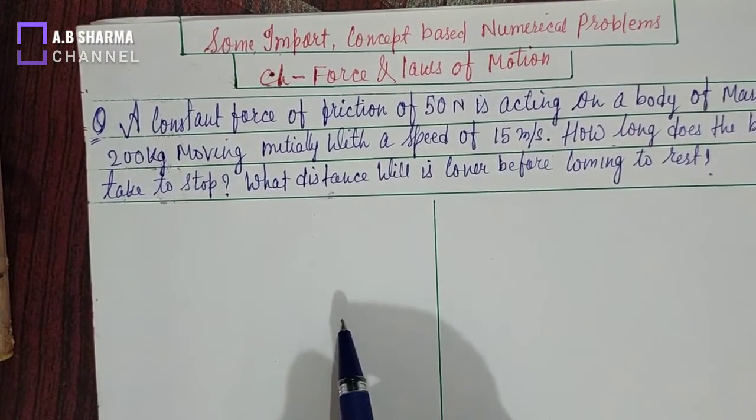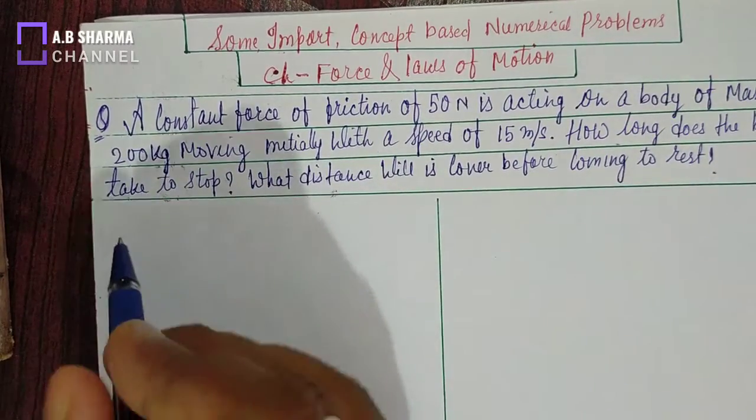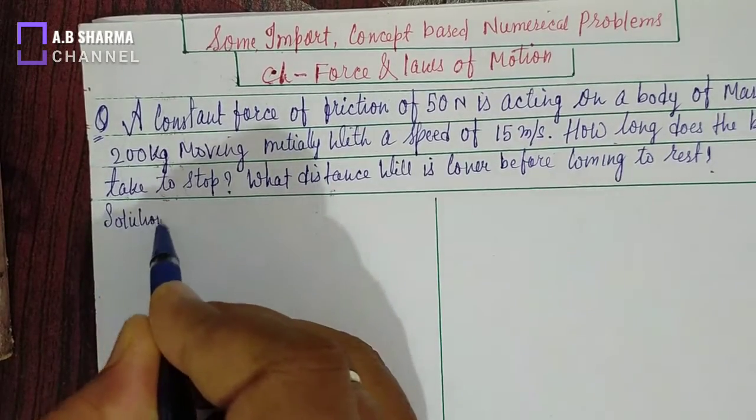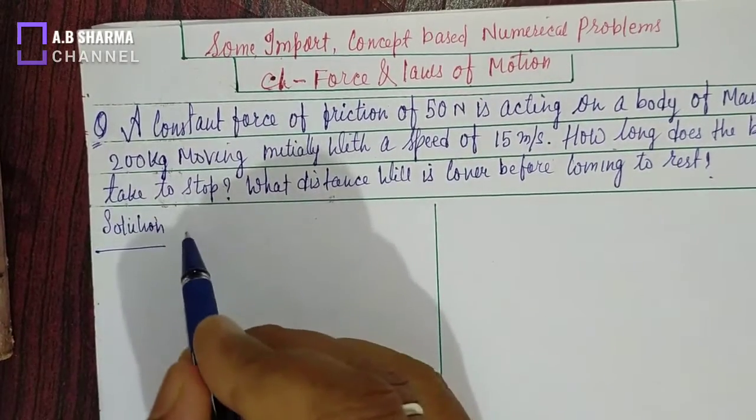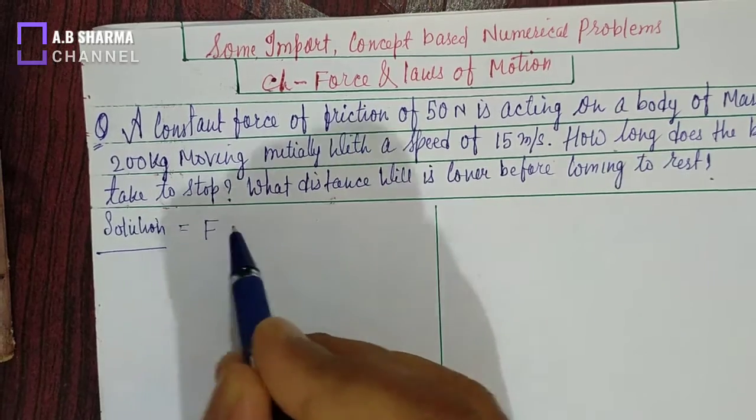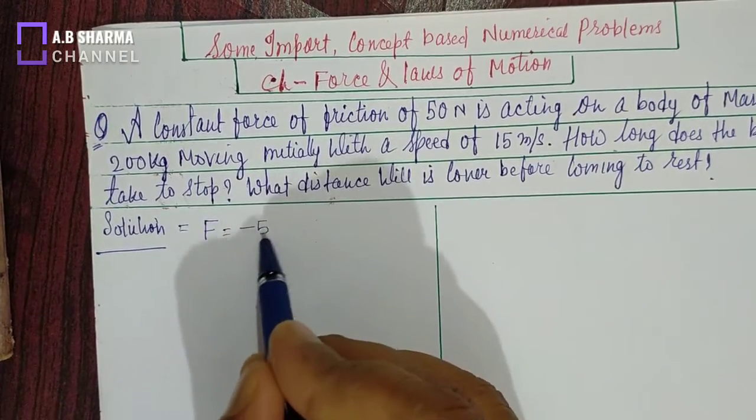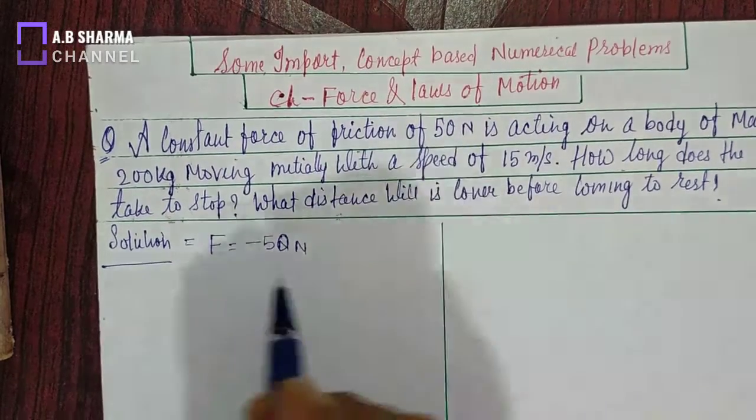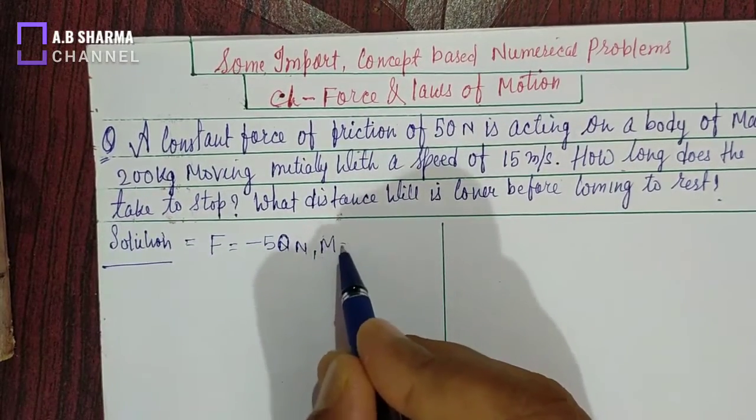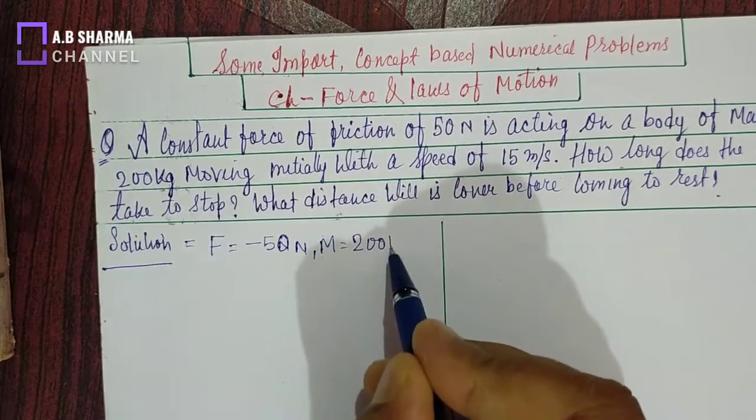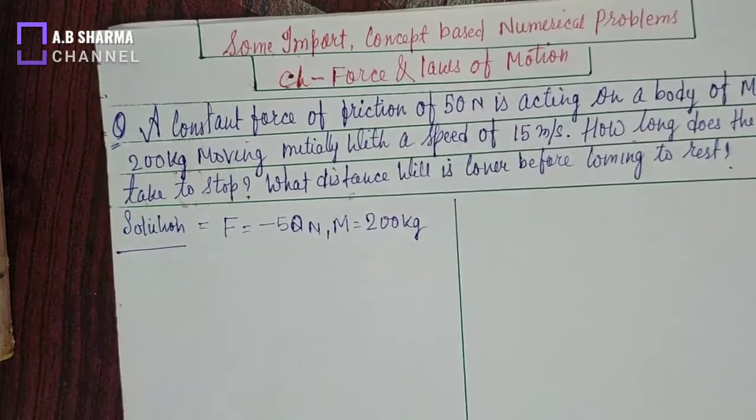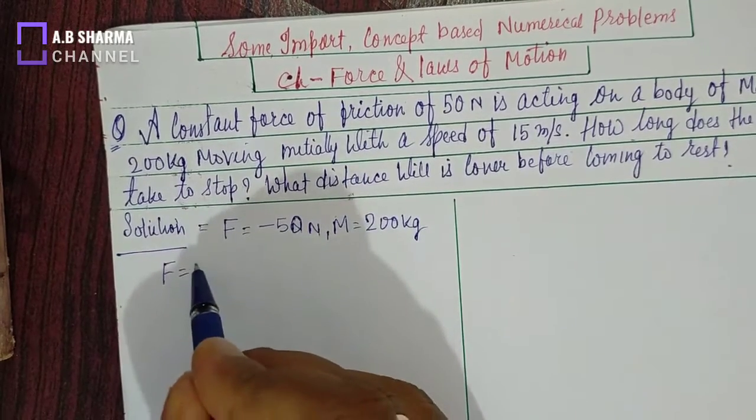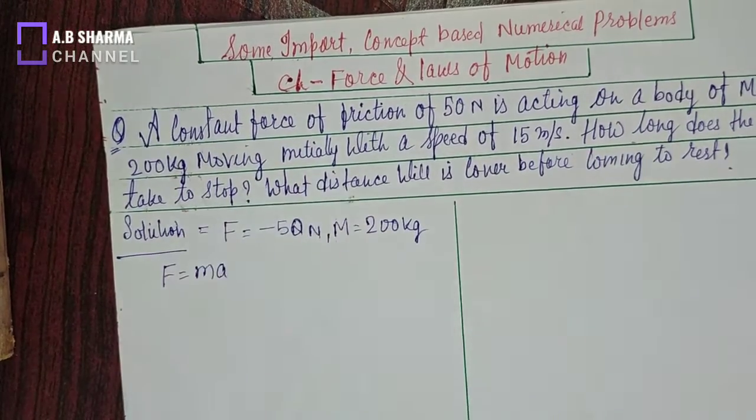Since force is opposing the motion, it will be negative sign, F equal to minus 50 Newton. Mass of the object is 200 kg. First we have to calculate the acceleration using the formula F equals ma. We have the formula from second law of motion, F equals ma.